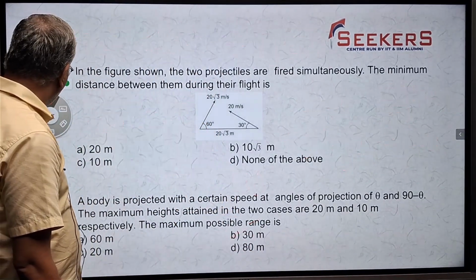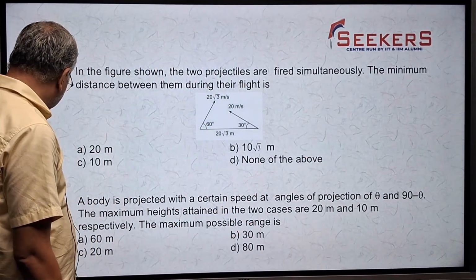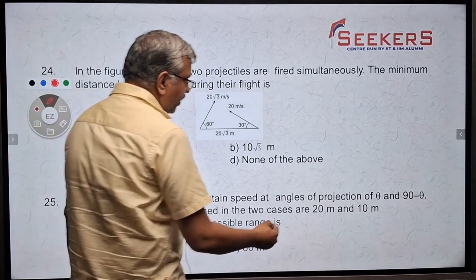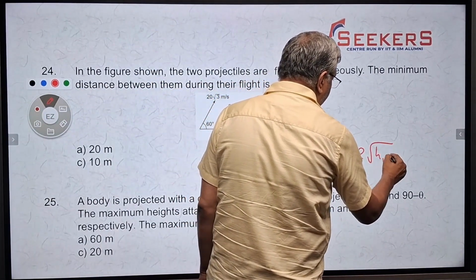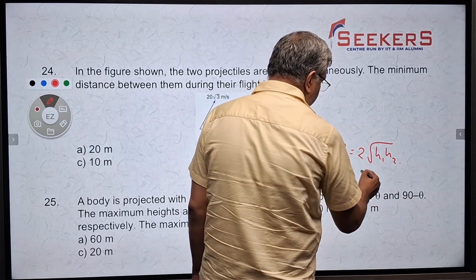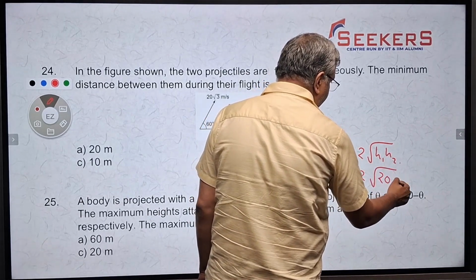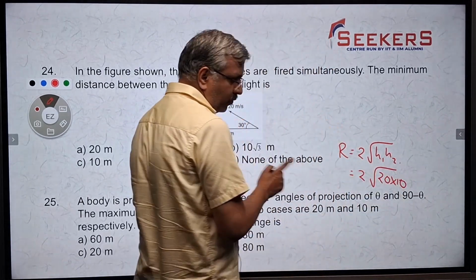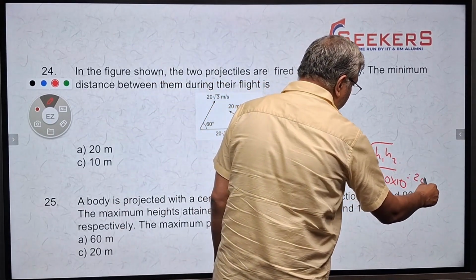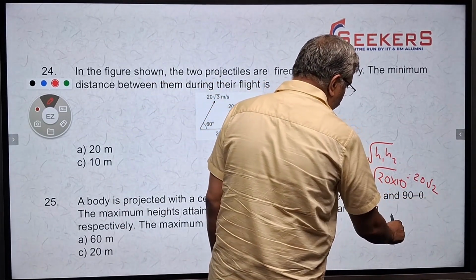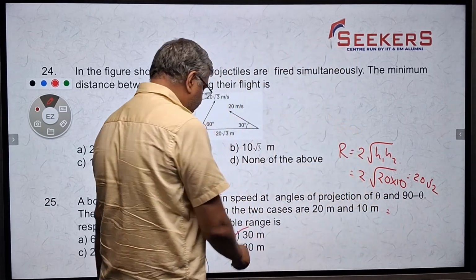The way you do it is, you have a shortcut for these kinds of questions, that the range is equal to 2 times root of h1 into h2. That will simply be 2 times root of 20 into 10. I hope you understand the derivation for it. So from here I will get 2 into 20 root 2. So 20 root 2 will be equal to approximately 30.